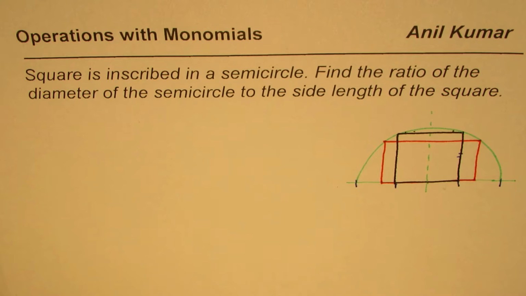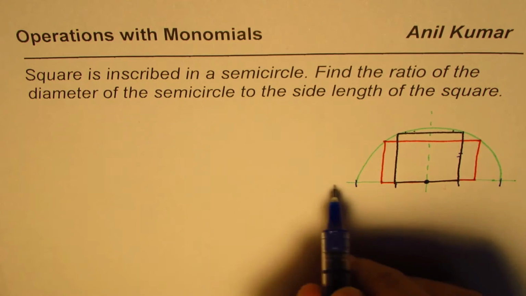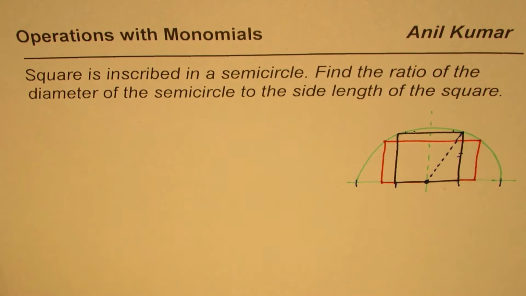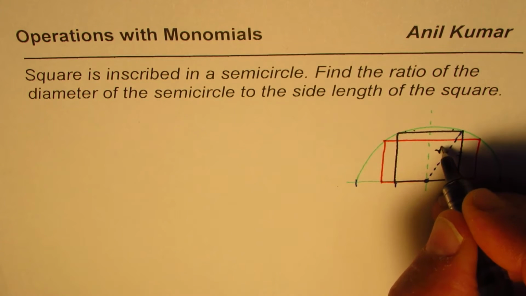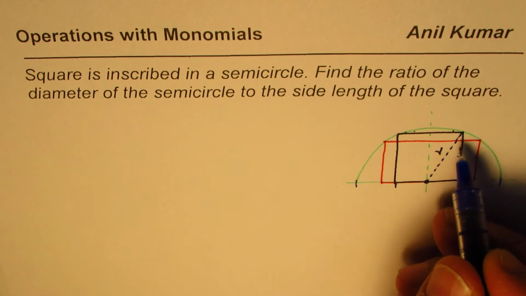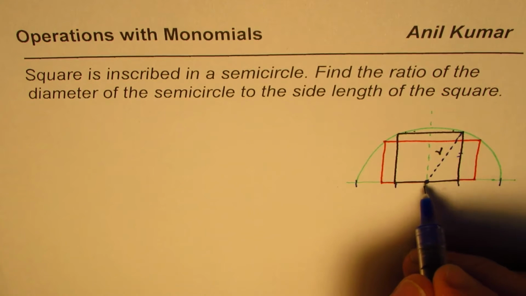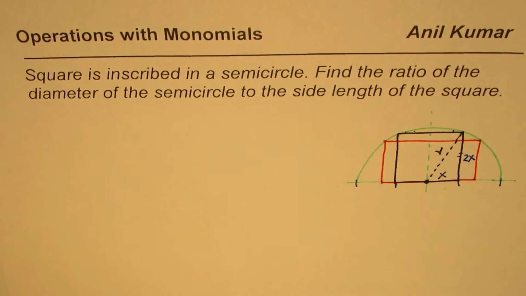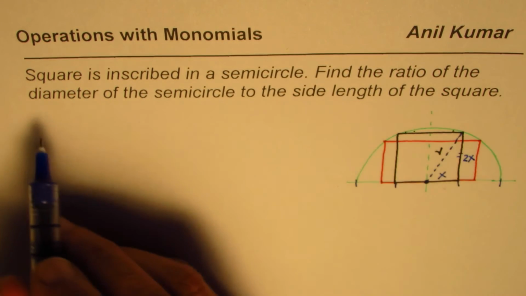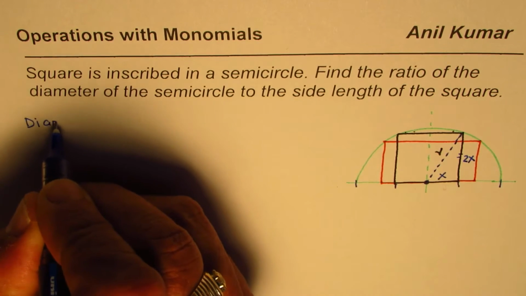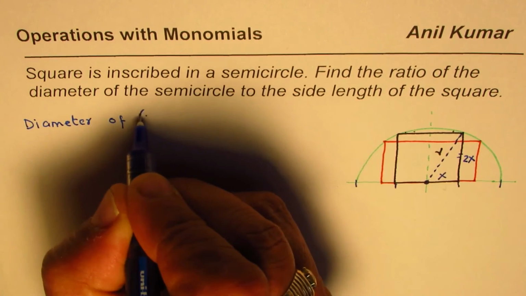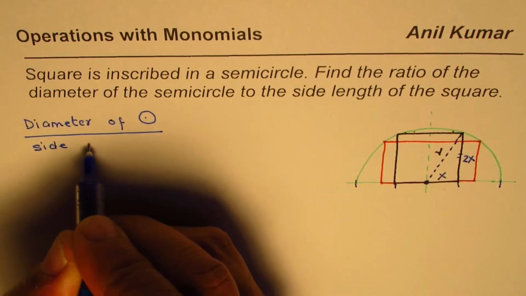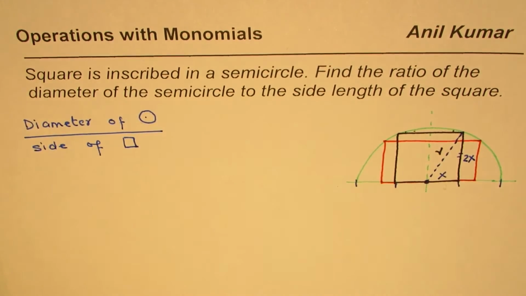Okay. Here is how I will do it. Let me do some more construction here. Let's say this is the center of the semicircle, and that becomes the radius. So that is the radius for me. Let me call this R. And let us say that the side length of the square is 2x, so that half is x. So we'll keep this as x and we'll write this as 2x. Now what we are saying is find the ratio of the diameter of the circle to the side length of the square. So this is what we need to find.